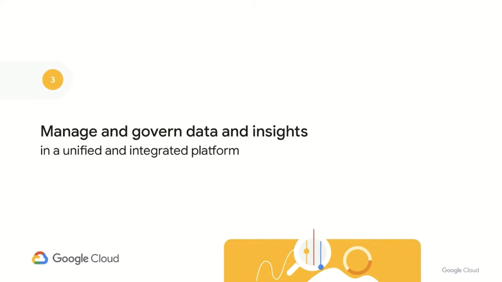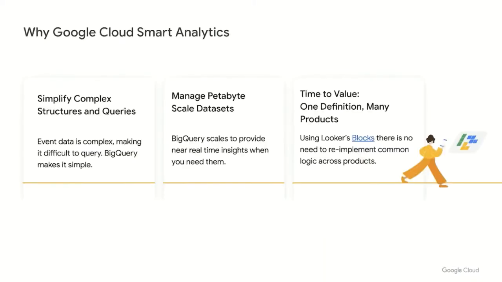Now what we'd like to talk about is managing and governing these data insights, and the complete picture of bringing both Looker and BigQuery together into a unified and integrated platform. So why Google Cloud Smart Analytics? First, with BigQuery, you get the ability, as we discussed, to query complex data structures and enable that querying for a wider audience of less technical users. You can also manage petabyte-scale data and scale to whatever volume you need as data volumes continue to grow within the vertical. And from a time to value perspective, your users can leverage those blocks to get common logic across all of the different products and tools you might be using, and start to enable the less technical users within the organization to have access to the data housed within BigQuery and the power of BigQuery itself.